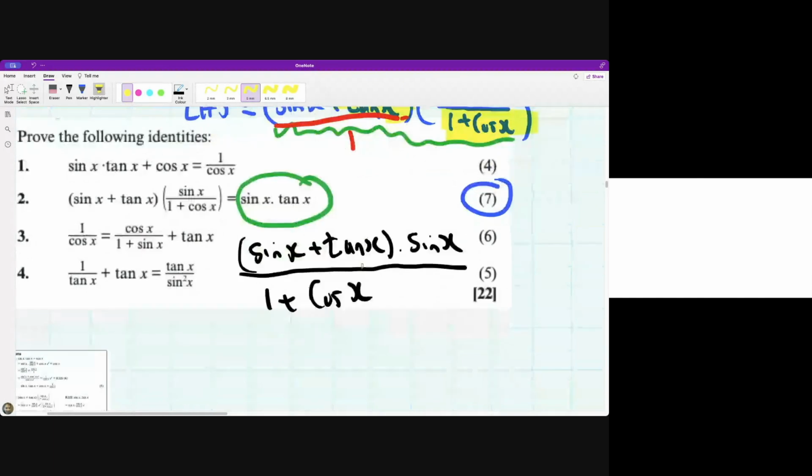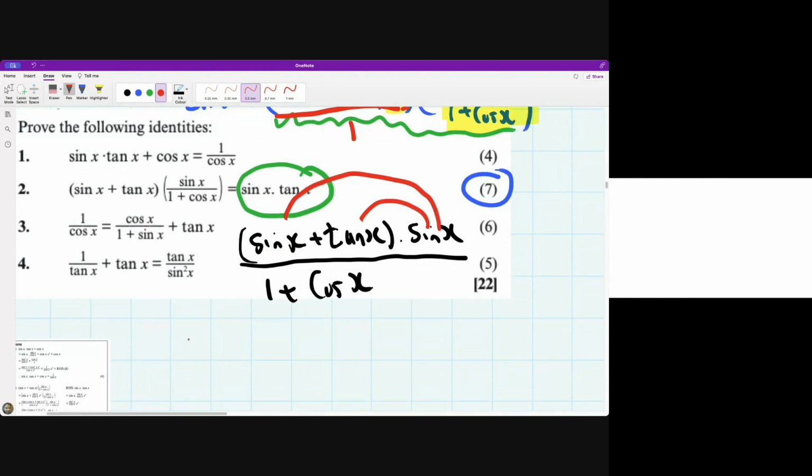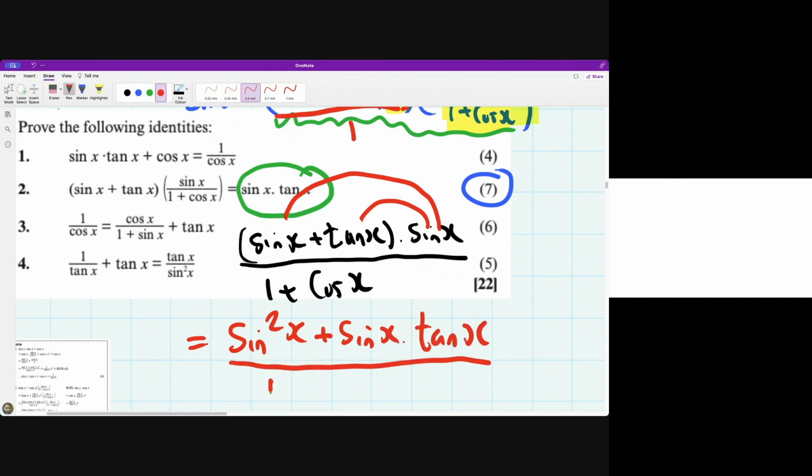Okay, and now all of a sudden, I'm thinking I need to multiply out these. Now, I could have also written this the other way around, but basically, because this isn't a bracket, both these things have to be multiplied. So now I'm getting sine squared x plus sine x times tan x over 1 plus cos x.